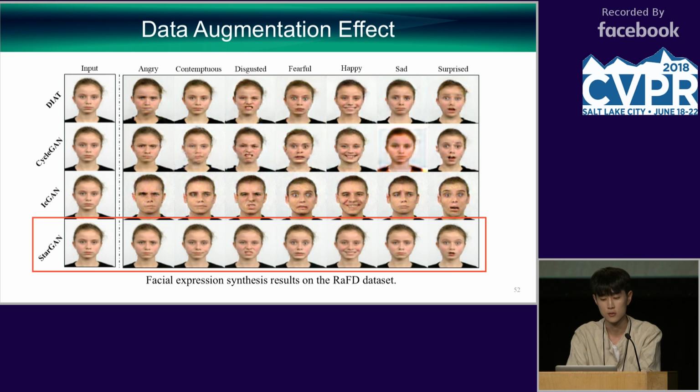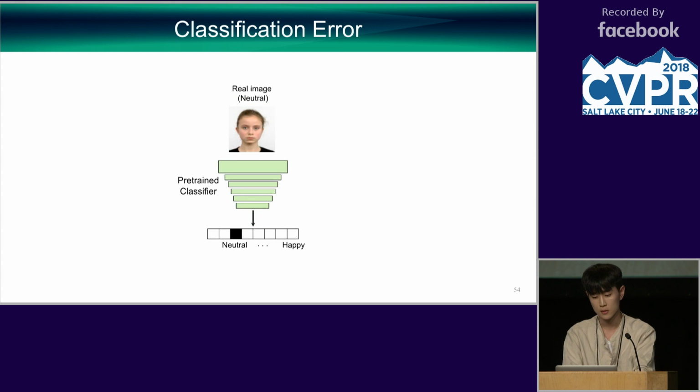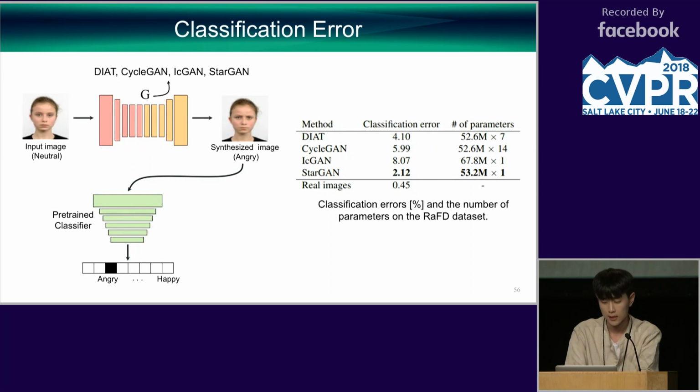so it can generate more natural-looking expressions. For a quantitative evaluation, we compute the classification error of the facial expression on synthesized images. We assume that if the generator translates images well, then the translated images will be classified as the target expression. First, we pre-train a facial expression classifier using real images with facial expression labels. Then we use the pre-trained classifier and compute the classification error of the images synthesized by 4 different models. As can be seen in the table, StarGAN achieved the lowest classification error, indicating that the model produces the most realistic facial expressions among all the methods compared.